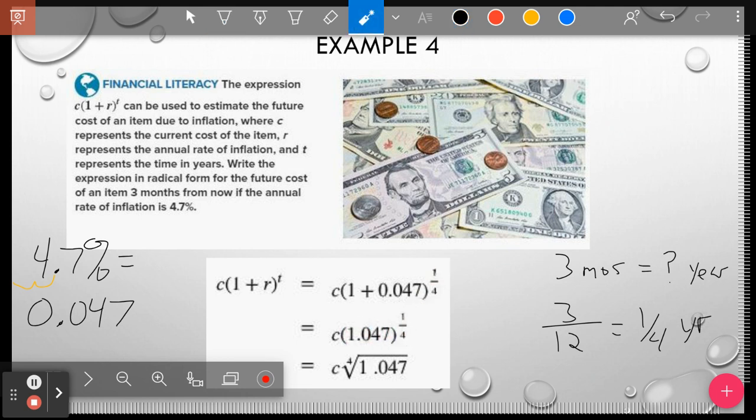They want it to be in radical form. So I have all of this. The C's in front, stays in front. The 4 goes with the index. And then this is to the first power, so you don't have to put the exponent there at all. It's just that.